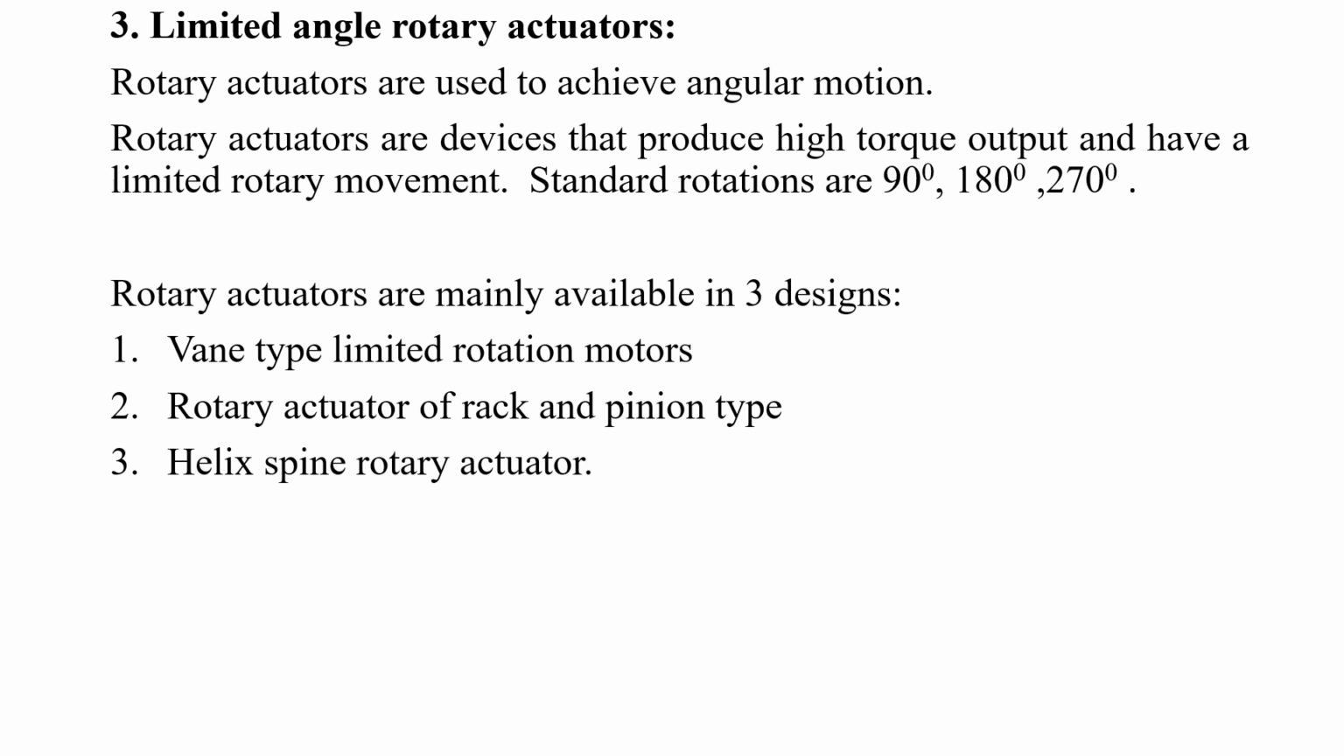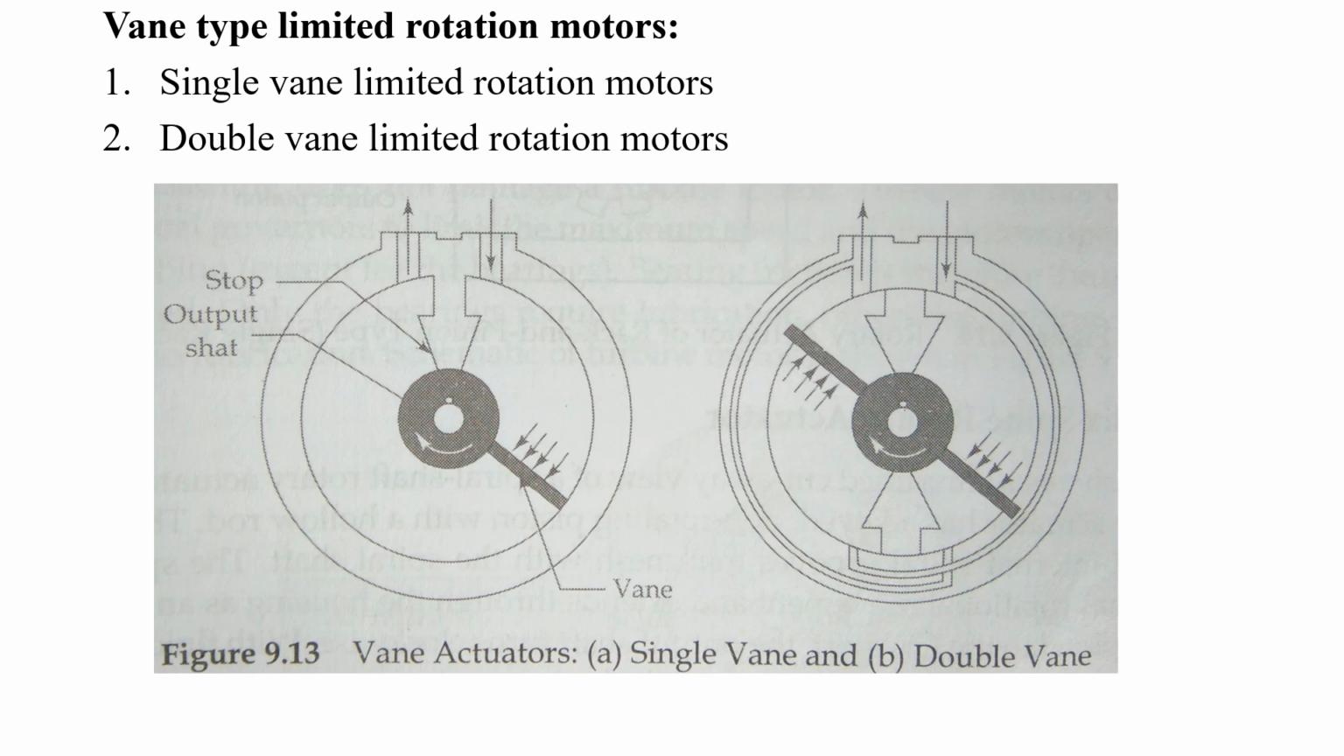To achieve these, there are three major types of rotary actuators available: the vane type limited rotary motor, the rotary actuator of rack and pinion type, and the helix spline rotary actuators. Next, vane type limited rotation motors. There are two types, single vane limited rotation motor and double vane limited rotation motor.